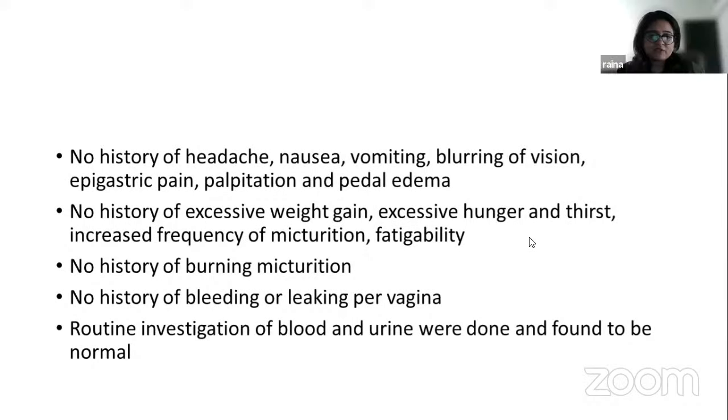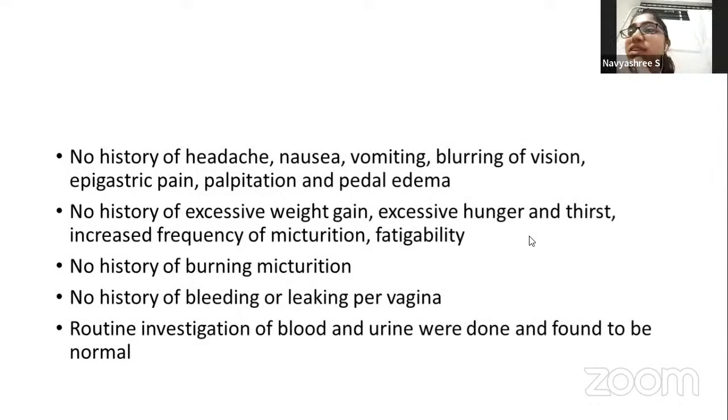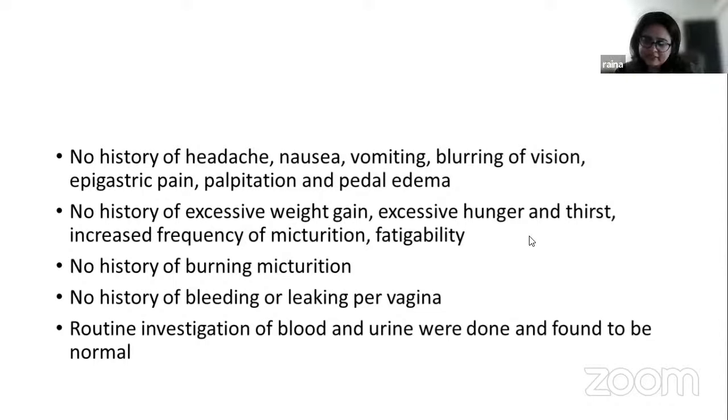Okay, so again, I will ask you, routine investigations of blood and urine were done and found to be normal. In the second trimester, what do we do routinely? I already told you, but tell me, what do we do in the second trimester? CBC, hemoglobin, hematocrit. Okay, we repeat hemoglobin in each trimester. Good.